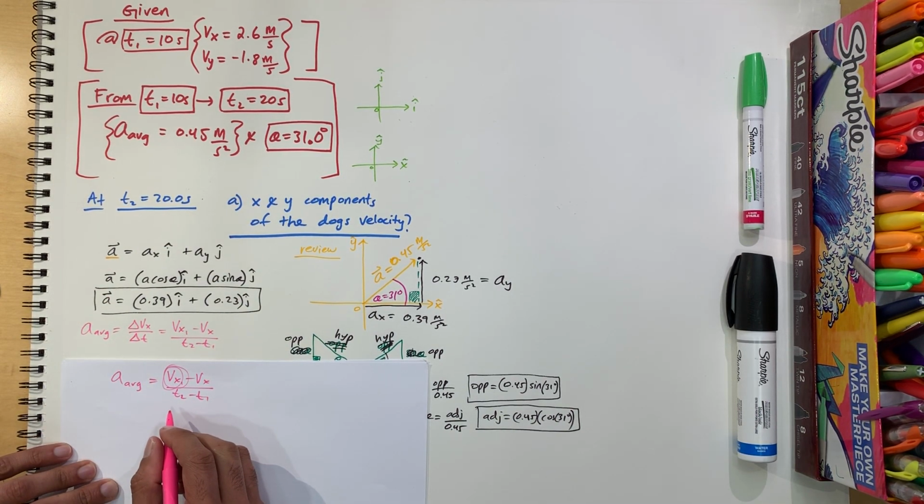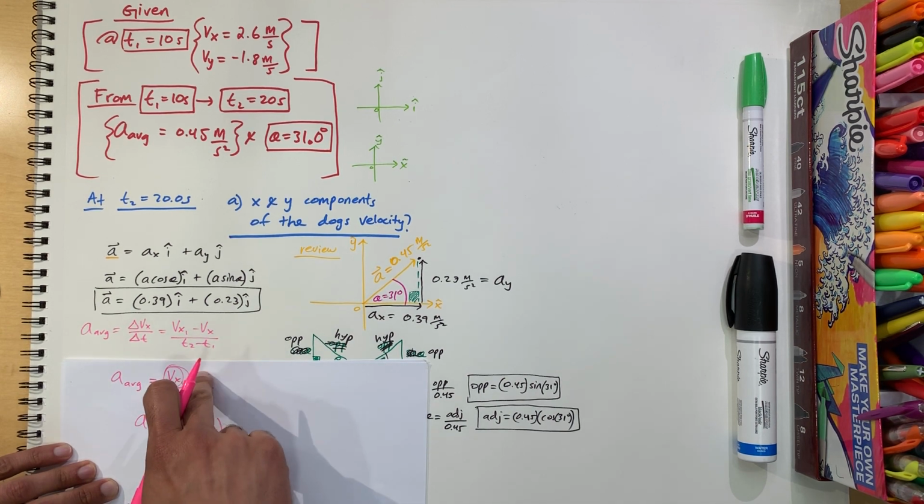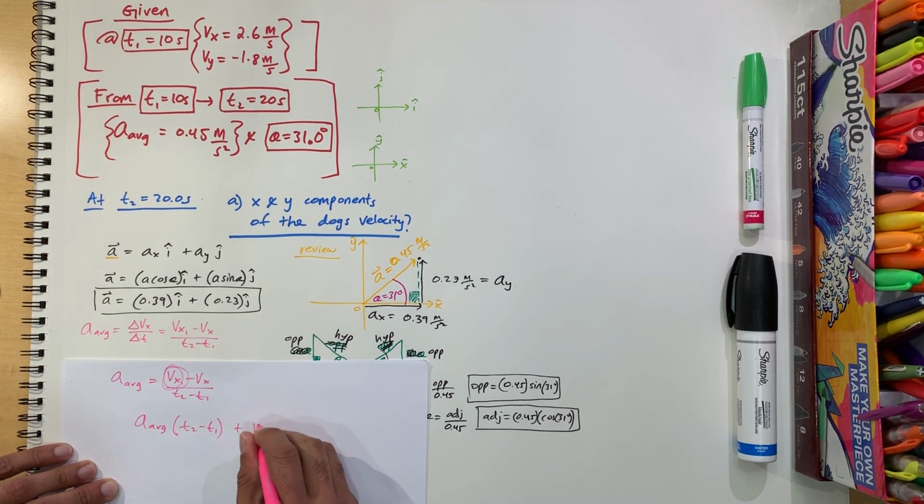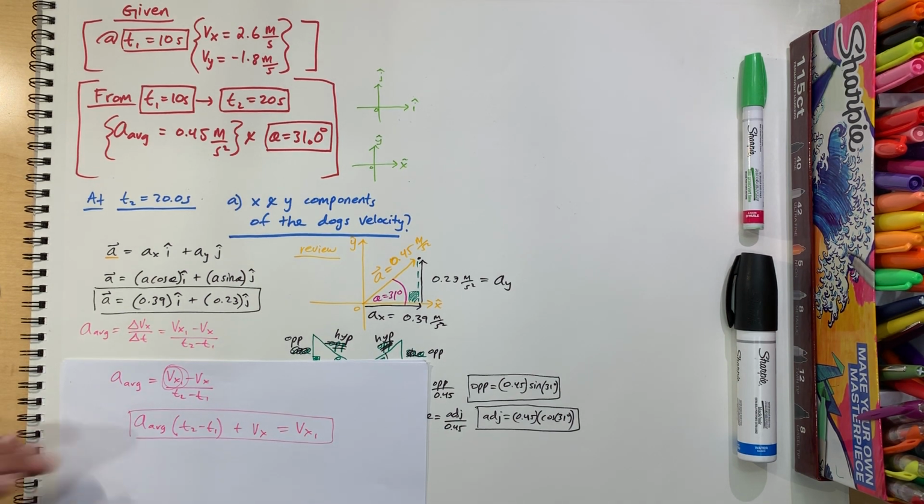So I should have acceleration average, right? We got T2 minus T1, I just pass that over. And then I'm gonna add this to the other side. So add Vx. All that's gonna equal Vx1. So I'm gonna have that.